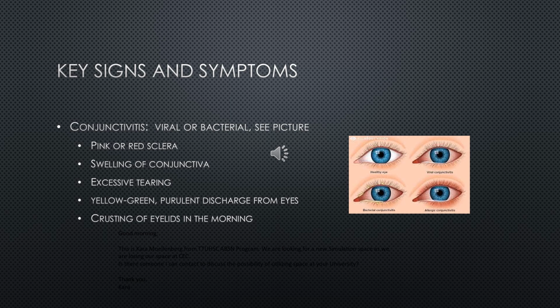So you'll have your red sclera, you'll have some swelling of the conjunctiva, lots of tearing, and then a yellow-green purulent discharge from the eye can be one or both, very easily spread from one eye to another, especially in children, as you can imagine. And then there's also crusting of the eyelids in the morning in a lot of cases where the eyelids are crusted shut, and parents will use a warm compress to break down some of that discharge before the kiddo can open their eye. It can be kind of scary for parents and kids, but we can generally treat it very easily with topical ointment or drops.